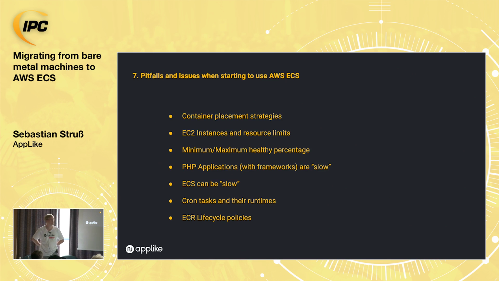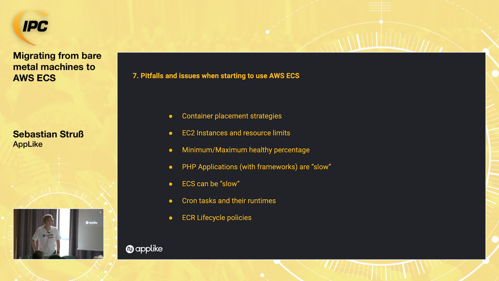Another thing is ECS can be slow. When using Docker, maybe many of you know already, you shouldn't build large images where you have huge dependencies inside. So you have to take into consideration whenever you deploy something, it needs to get downloaded from ECR, which is the Docker repository for ECS.